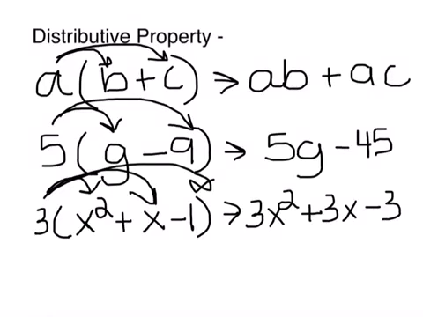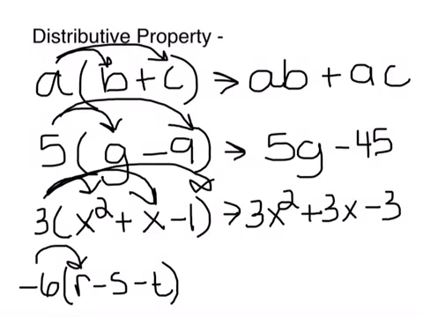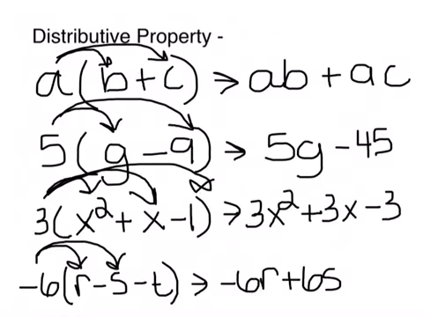Here in our last example, we'll be taking a negative 6 and we'll be multiplying it times (r minus s minus t). Pay attention to the signs on this one. We'll be distributing a negative 6, so negative 6 times r is a negative 6r. Negative 6 times negative s, well, a negative times a negative gives us a positive, and 6 times s will give us 6s. Negative 6 times negative t will give us a positive 6t.